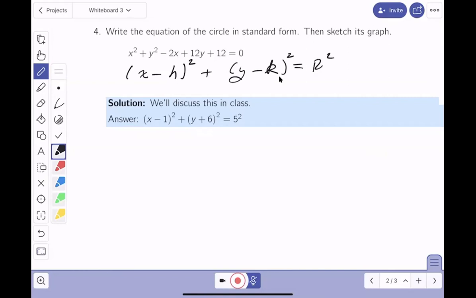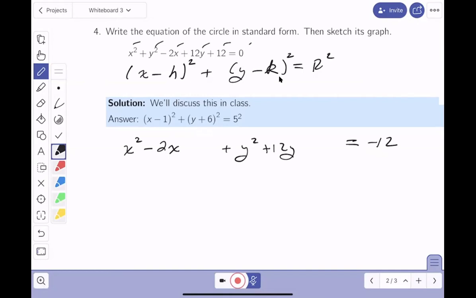So let's go through it. Well, I'm going to get the x's together. So it's going to be x squared minus 2x plus y squared plus 12y. And I'm going to put the number on the other side, which is minus 12. All right, let's see if I did that right. X squared minus 2x, I definitely see that. Y squared plus 12y, I definitely see that. And I subtracted 12 from both sides, and I see that.